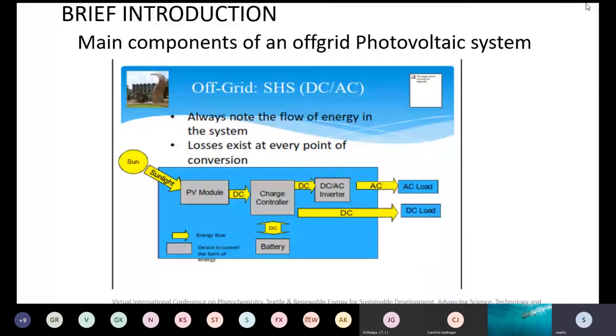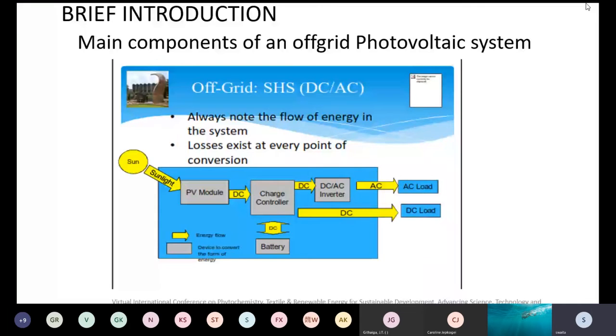Our off-grid PV solar system comprises the PV module, which is connected to a charge controller, which is basically a switch. A charge controller interconnects the battery, the inverter, and the loads, as you can see in that simple diagram. And that is how the energy flows from the sun to the module and the charge controller.